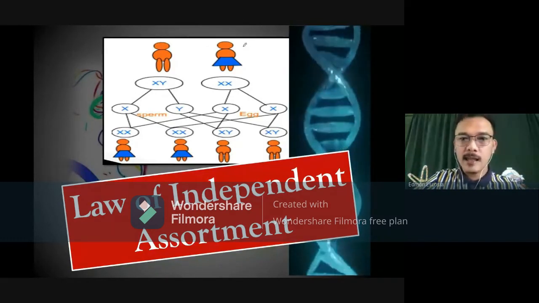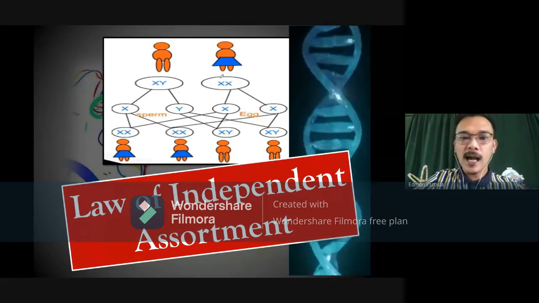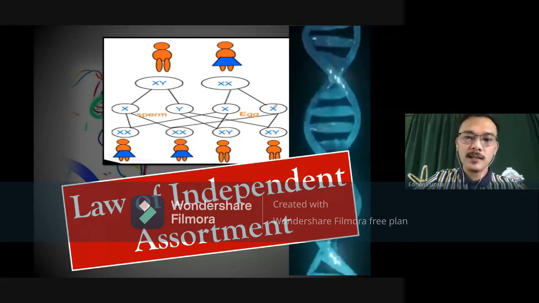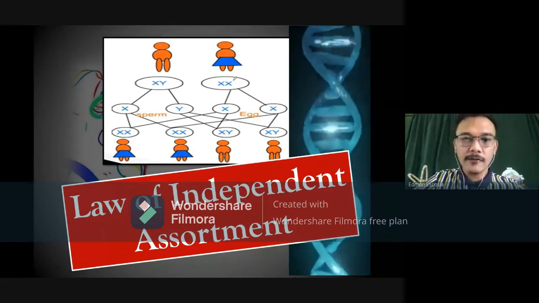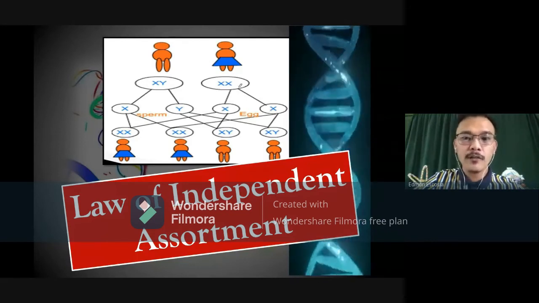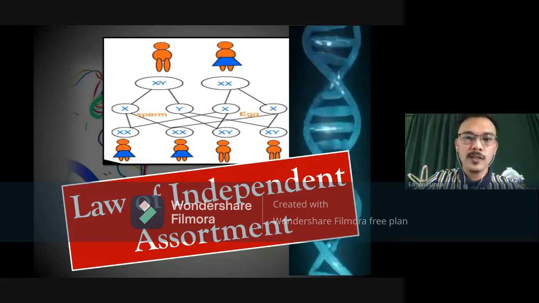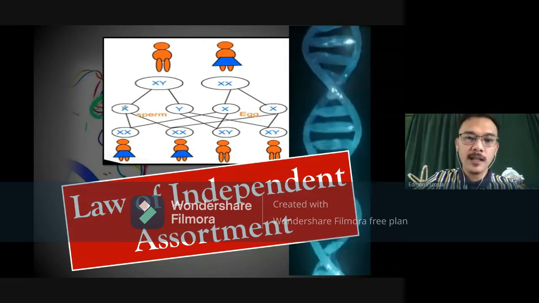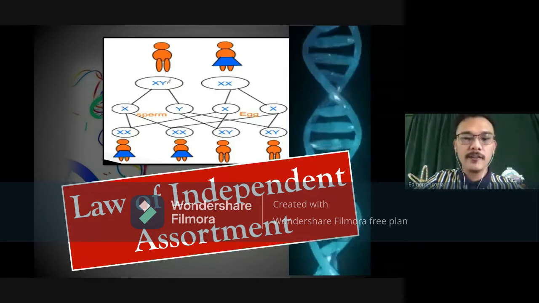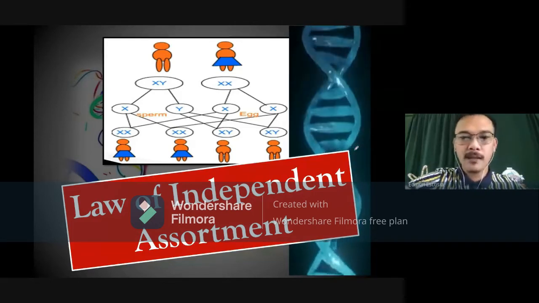Okay, so in the law of independent assortment, during the cross between the male, so this is the male and this is the female, the X is independently assorted from each other. Okay, so this means that this X is now independent from this X, because after they have been segregated, that is law of segregation, they are now independent from each other. The same goes with the male chromosome. So this X is now independent from this Y. So they have been assorted independently. So that is the law of independent assortment.